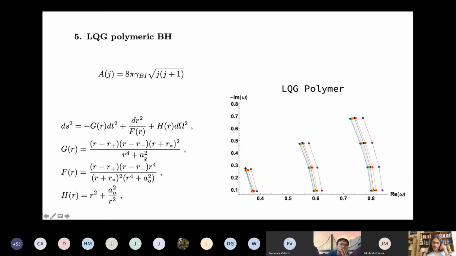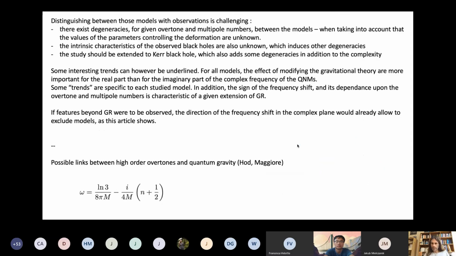The A0 constant is related with the minimum area gap of loop quantum gravity, and the R star, which appears here, is related with the polymerization parameter. And when varying the parameter, we have this interesting behavior which is non-monotonic. So you start with GR, then it goes to the right, and it comes back to the left, just because at some point there is a compensation between the effect of the existence of a minimum area gap and the effect of polymerization in itself.